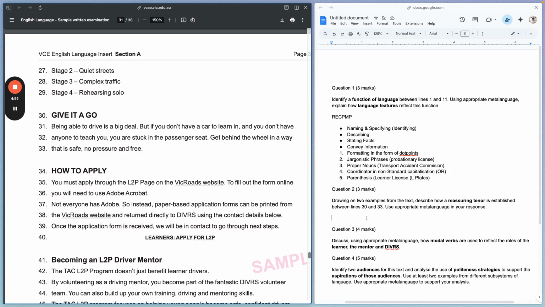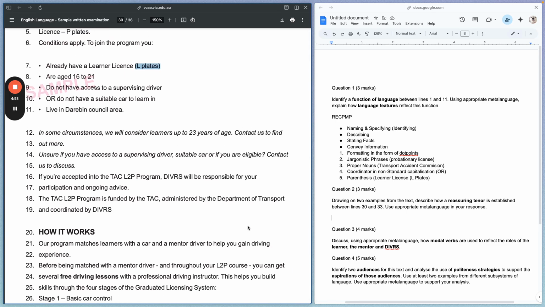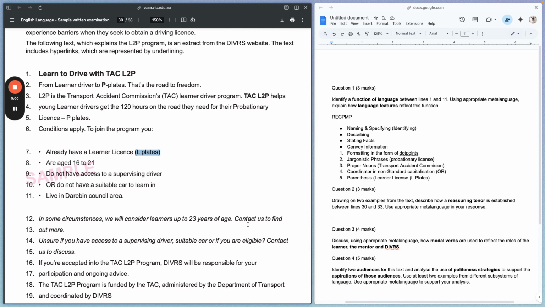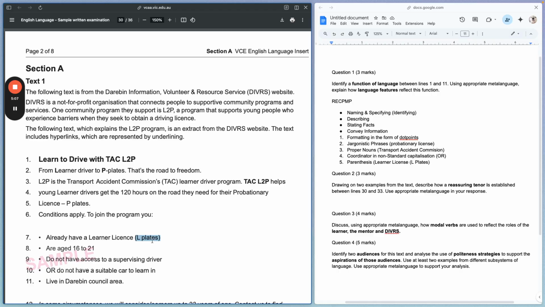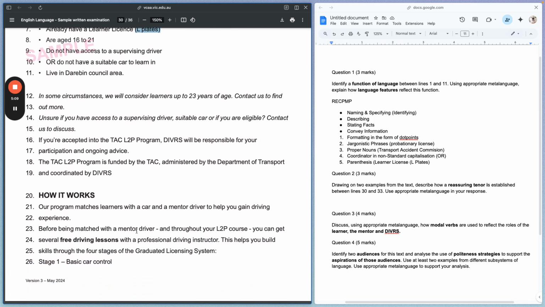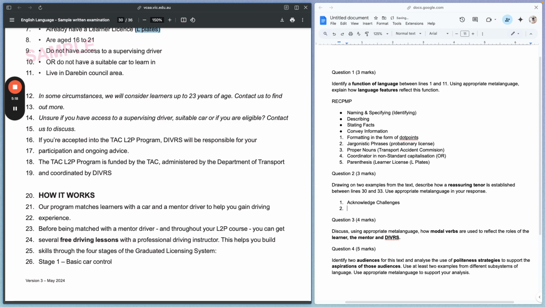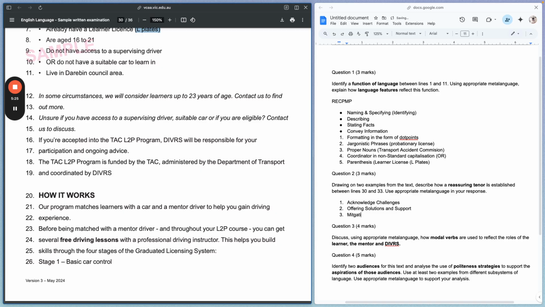The audience is probably going to have a bit of anxiety, a bit of challenge, because they are teenagers who are having trouble getting an L plate, a license. They are going to have certain anxieties. So this reassuring tenor is there to acknowledge the challenges that they're facing. So this is what I'd say: the reassuring tenor present acknowledges challenges that they are facing. Not only just acknowledges, but they're trying to offer solutions and support for those challenges. They also want to mitigate any anxiety that they might have.